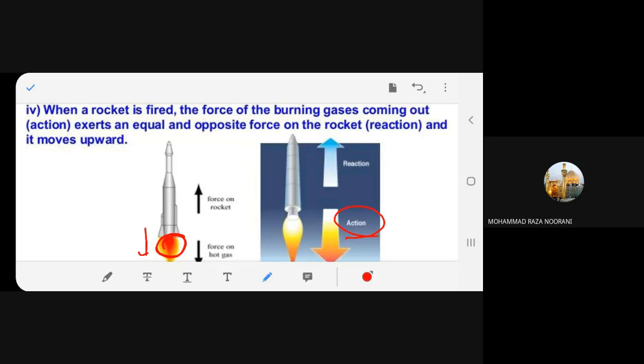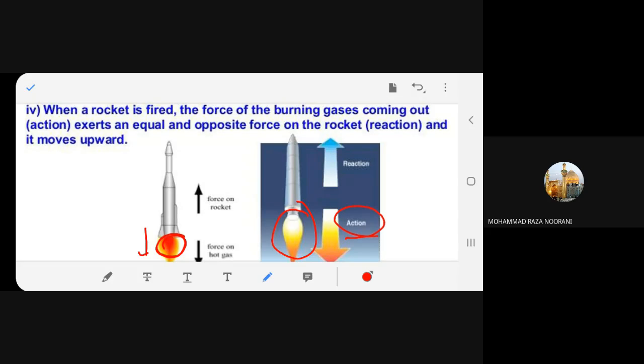Yes, ma'am. Gases have to be burned. No, that is fuel. If it does not burn, do you think it will get the energy to go forward? No, isn't it? So what is action, beta? Burning of the gas, burning of the fuel, that is action. So action is burning of the fuel, right?